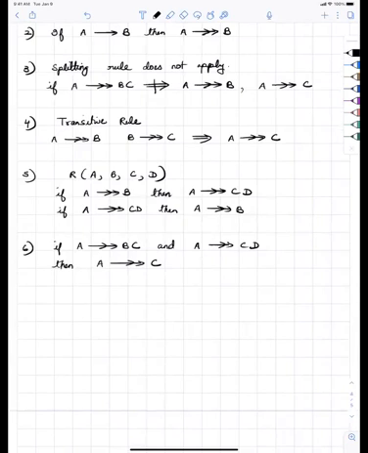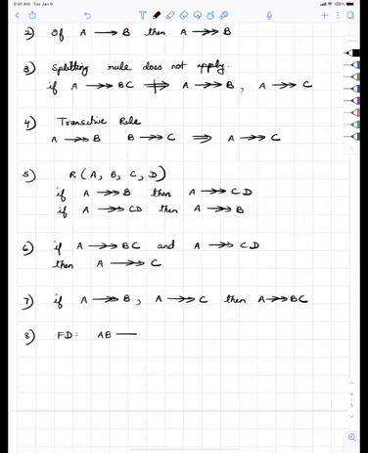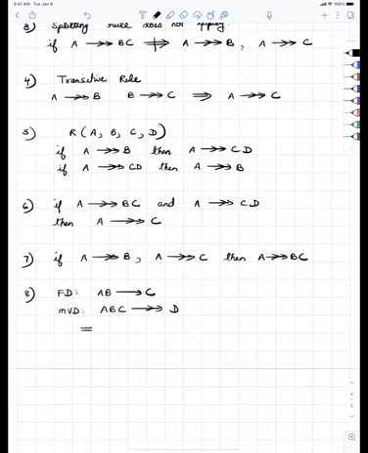And then I have two more rules. I want to say that the next two rules can be derived from the above rules, but it's good to have them. If A multi-value determines B and A multi-value determines C, then A will multi-value determine BC. And then the eighth one is if you have a functional dependency of AB going to C and an MVD ABC going to D, that will imply that AB multi-value determines D.